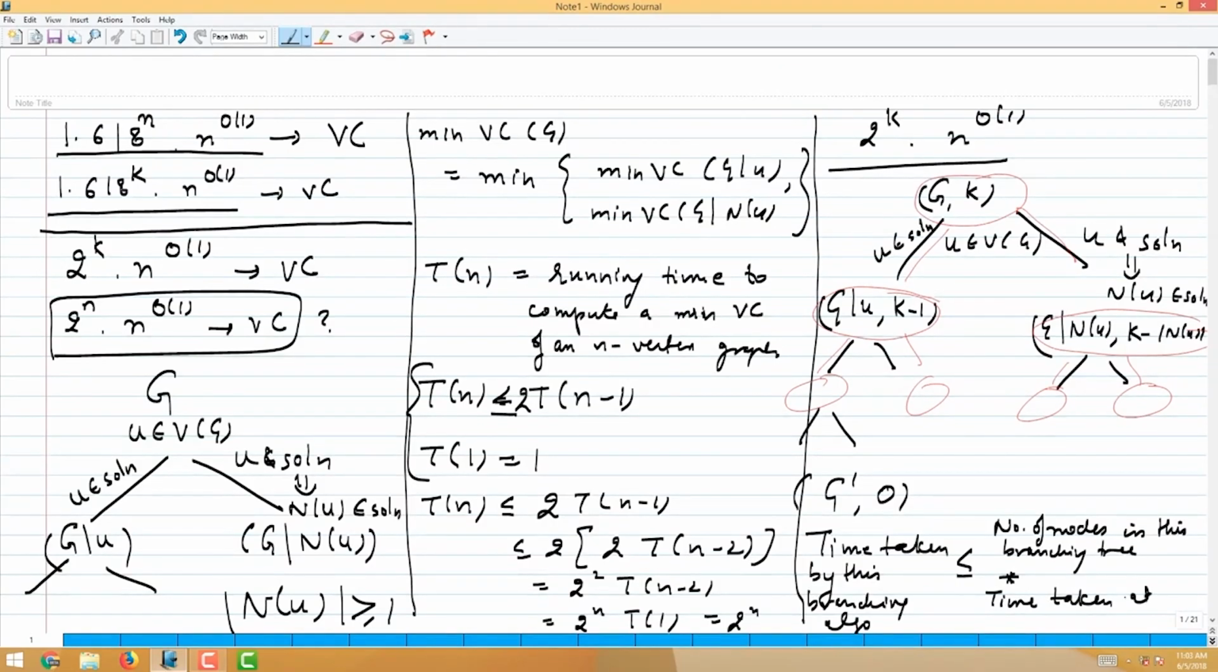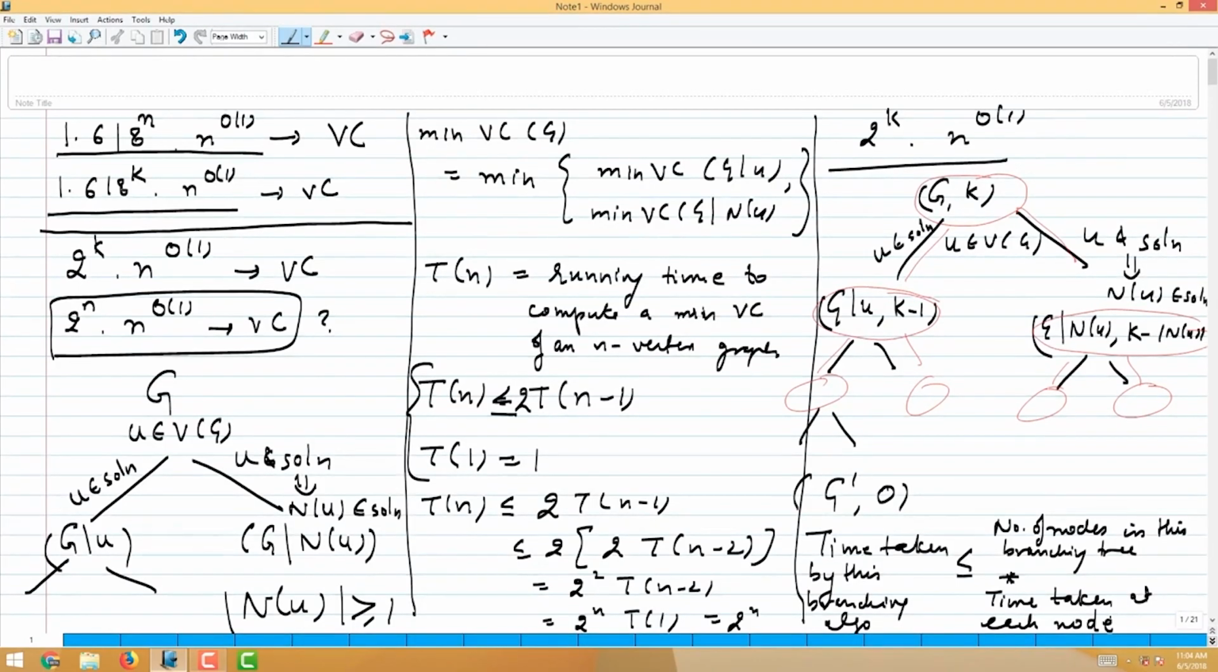When I say time taken at each node, each node corresponds to an instance, right? So when I'm at that node, how much time will I take? For example, suppose I'm at the node corresponding to the first instance, G, k. How much time will I take there? What am I supposed to do there? I'm supposed to find a vertex in the graph which has some edge incident on it. That's all that I have to do. So how much time am I spending at the node G, k?